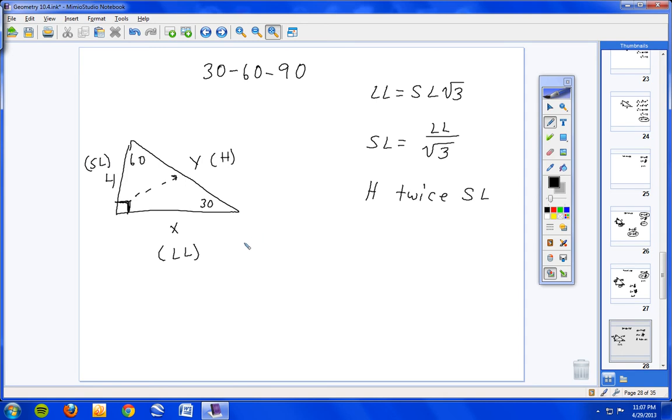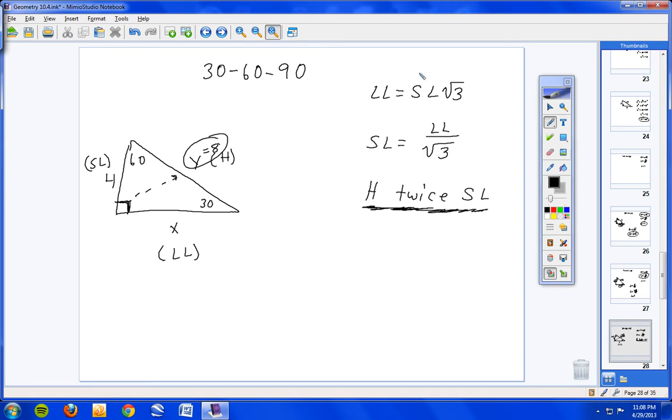Okay? So with that in mind, I'm trying to find the longer leg and the hypotenuse. Now, first of all, let's do the hypotenuse. That's easy. Look at the hypotenuse. Everybody see this? The hypotenuse, follow the pin here, the hypotenuse is always twice the shorter leg. Well, if the shorter leg is 4, double that, the hypotenuse has to be 8. So y equals 8. All right.